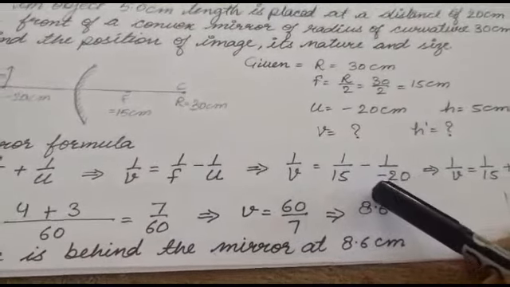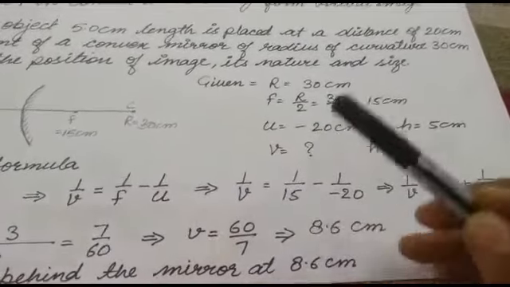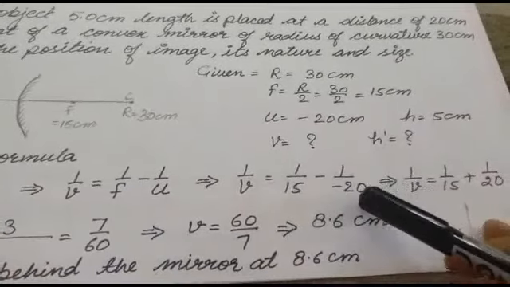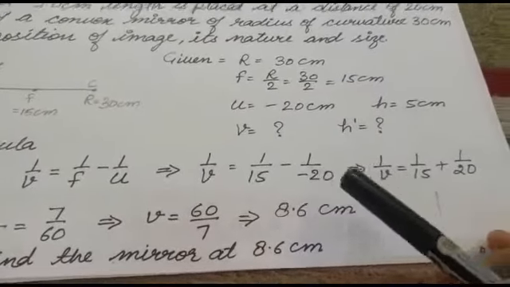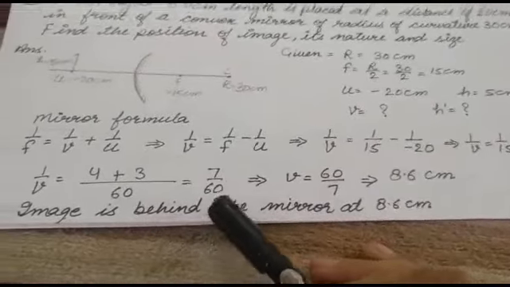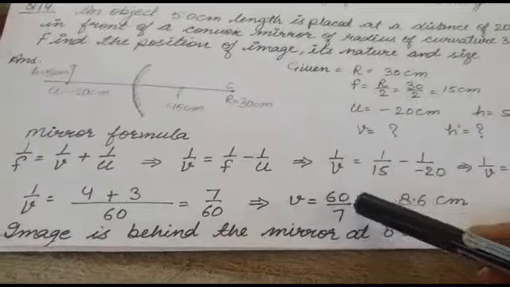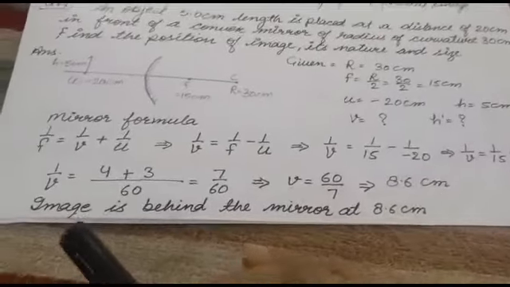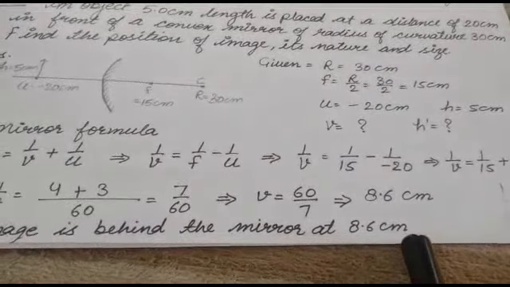In the next step I have put the values here. 1 upon 15, because the focal length is 15 centimeter, minus 1 upon u, which is minus 20 centimeters. So I have put the value of u here. Then we will solve it. 1 upon 15 plus 1 upon 20, and when we solve it we get 1 upon v equals 7 by 60, or v equals 60 upon 7, and the value is 8.6 centimeters. So we can say that the image is formed behind the mirror at 8.6 centimeters.